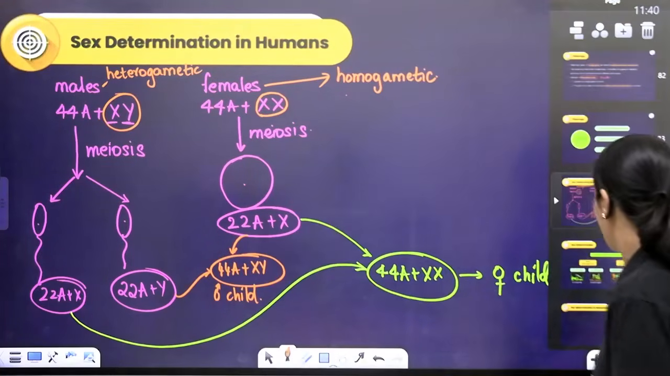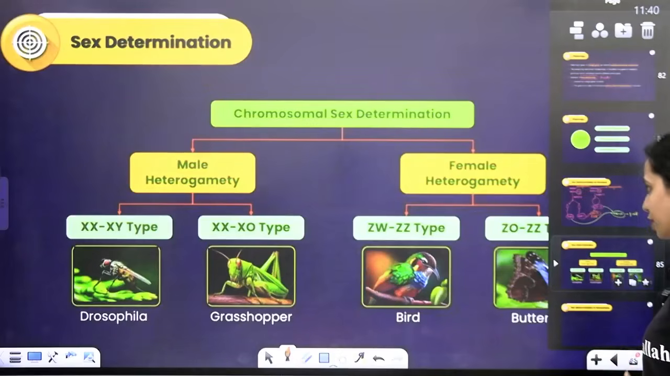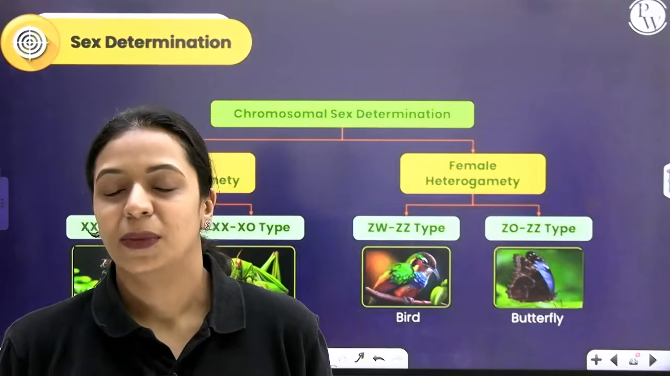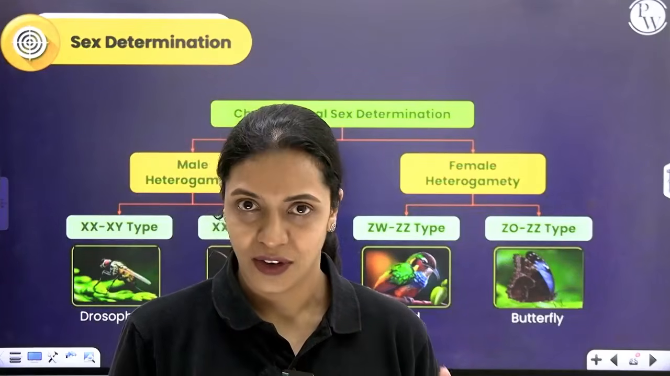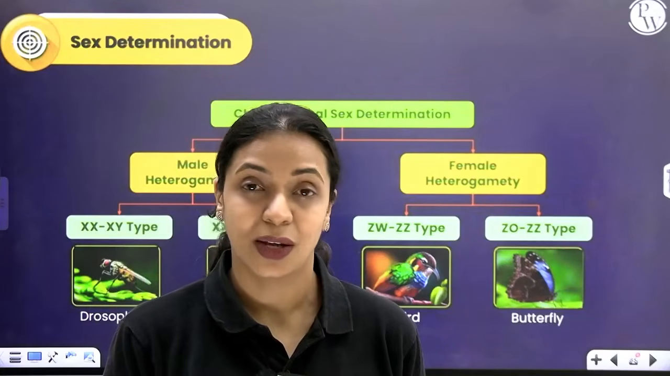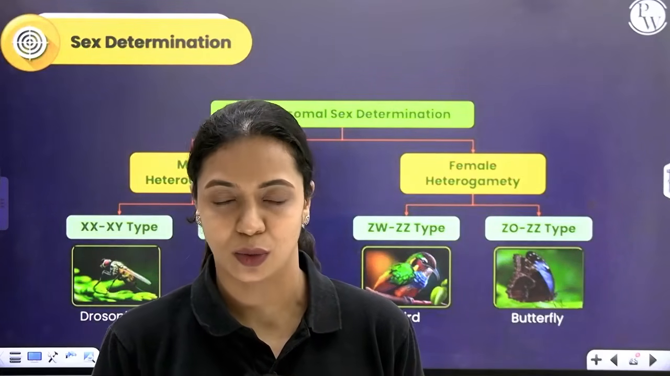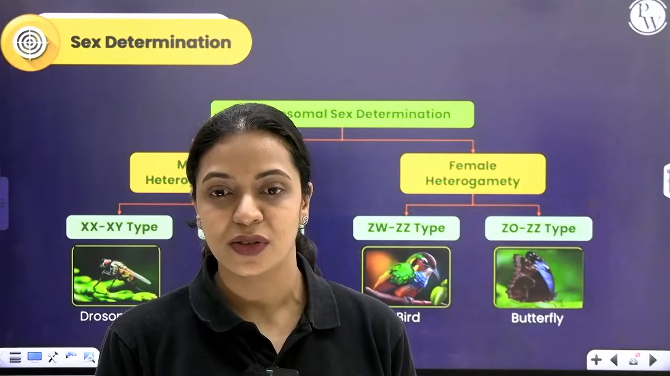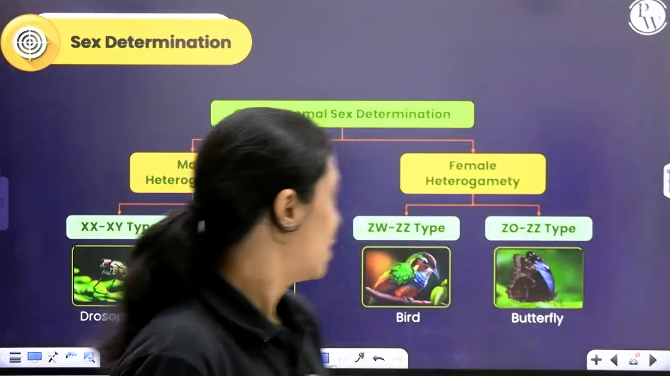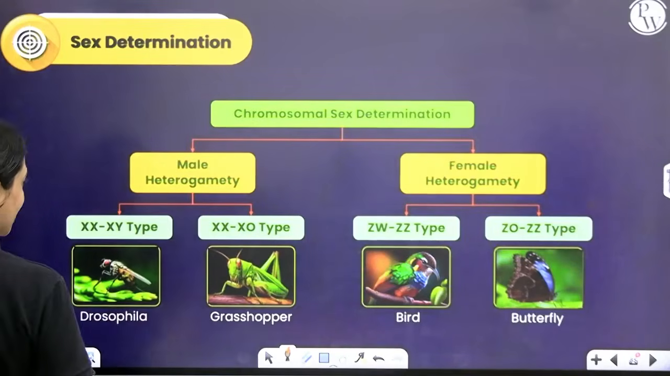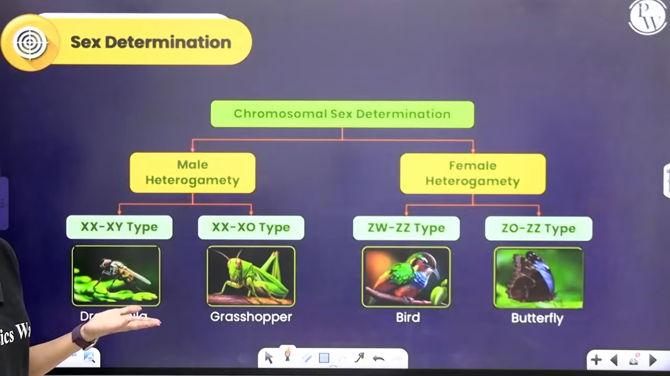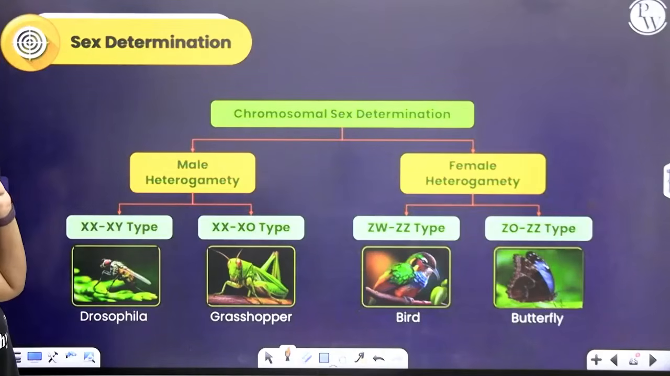Okay, now let's understand how sex determination will happen in some other organisms. Sex determination can happen in various ways, either because of the environmental influence or because of sex chromosomes. Here we'll see some other examples of how sex determination happens because of sex chromosomes. We saw how sex determination happens in us humans, right? In humans, males are heterogametic, females are homogametic.